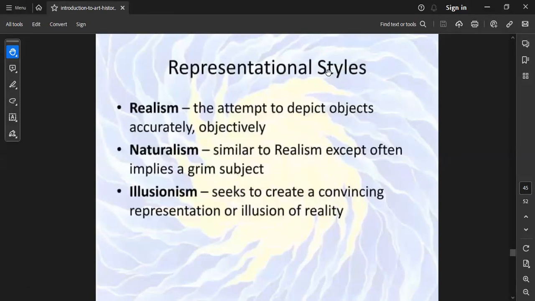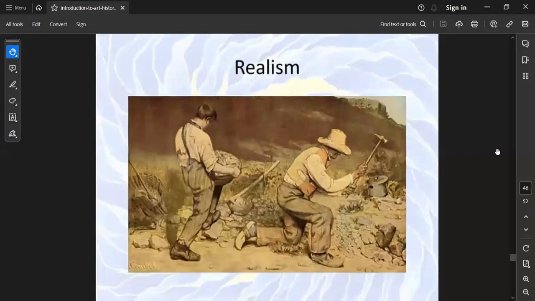So if we go into a bit of detail of representational style, we have realism, which attempts to depict, to show the object as it is, accurately. Then we have naturalism. The landscape is an example, which is similar to realism, except it often implies an idealized subject. And then we have illusion. Illusion is representational, but somehow it also shares some of the domain with the abstract part. It seeks to create a convincing representation, an illusion of reality. So these are examples of realism, right?